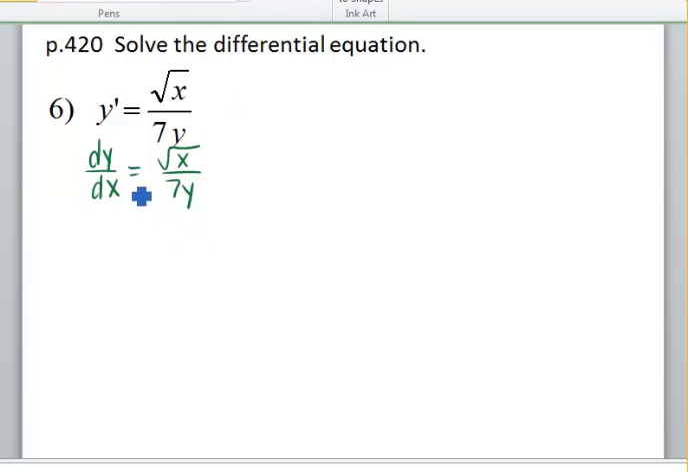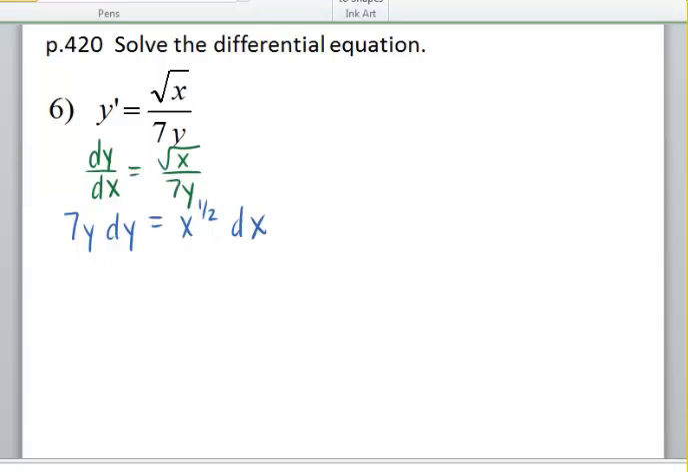Before that had been pretty easy. We just multiplied by dx on both sides. But now we have y's on the right-hand side. We're going to actually need to move that to the other side. You can do this one just by simply cross-multiplying. So you get 7y dy equals x to the 1/2 dx.